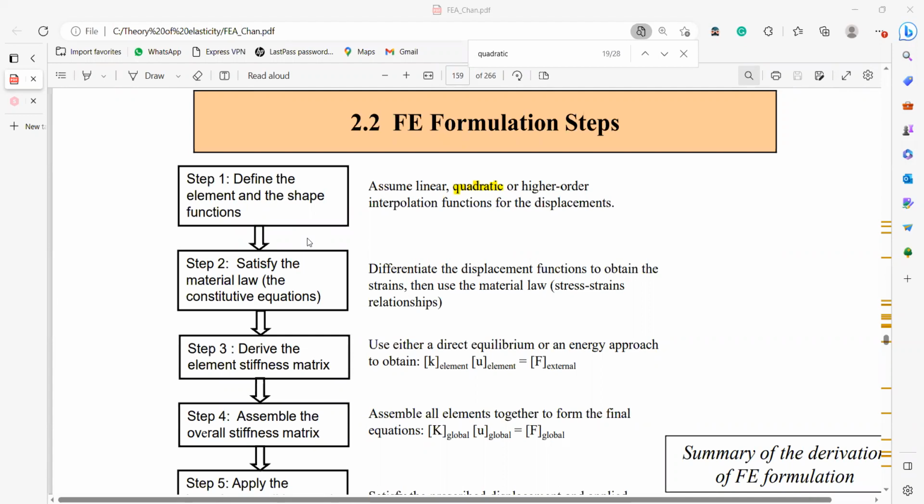And now let's see how to start with an FEA analysis. What would be the first step to start an FEA analysis? The first step is definitely choosing the right element. So how do you choose an element?